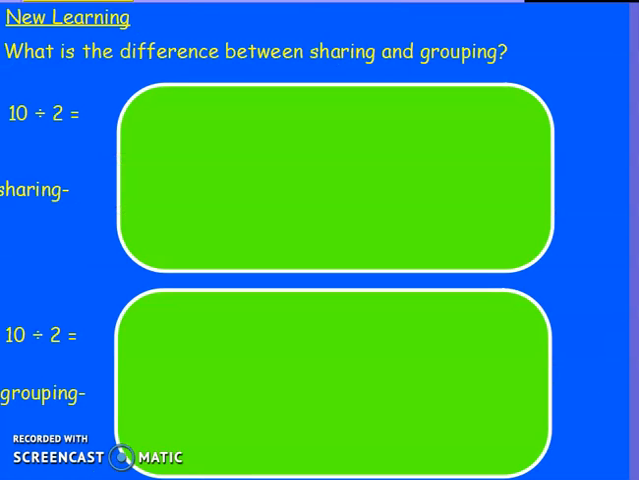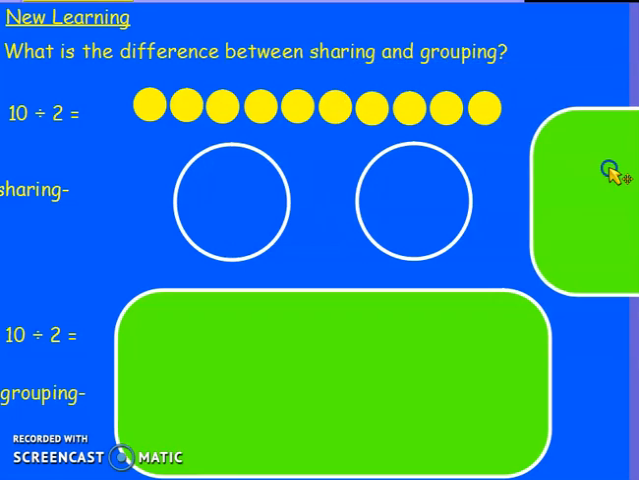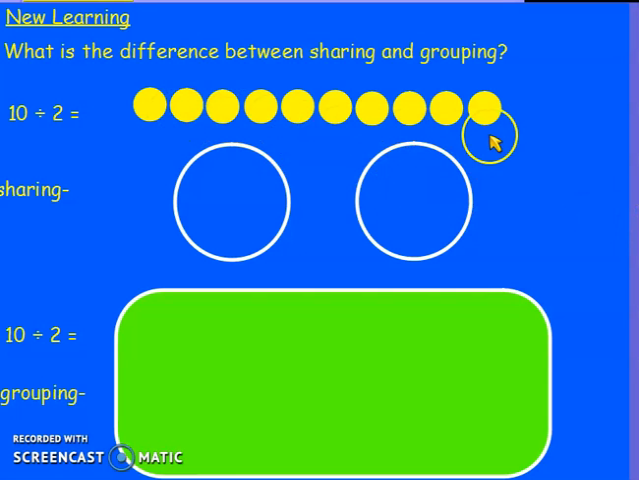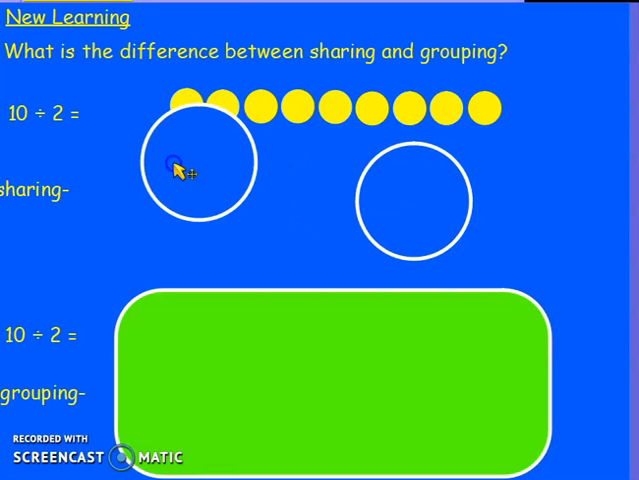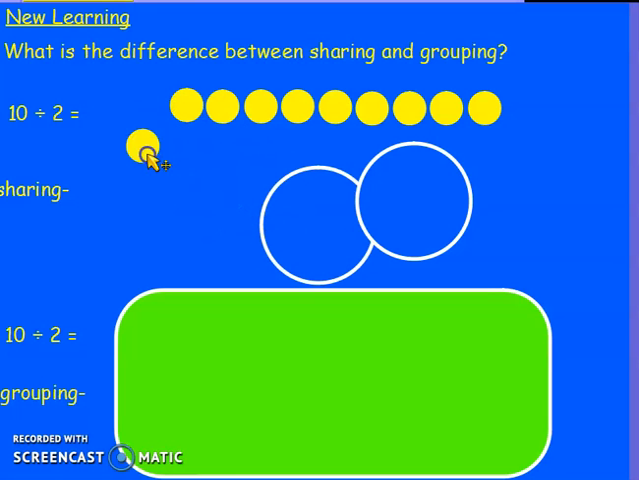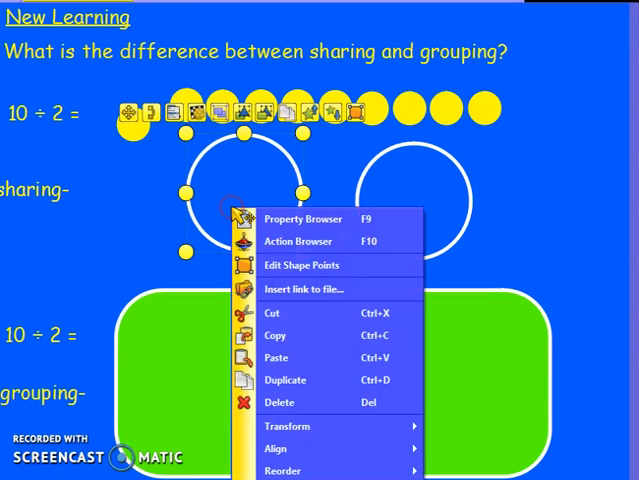Let's move on. Today's new learning is all about sharing and grouping. What's the difference between sharing and grouping? Let's have a look at the division fact, 10 divided by 2. If I wanted to use the sharing method to work this out, I'd have 10 counters divided by 2, so I'd draw 2 circles. And I'd share my counters between the 2 circles.